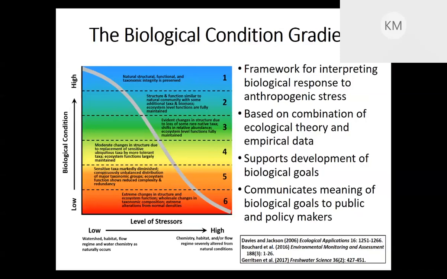If you're not familiar with the BCG, it's a framework for interpreting how biological communities change as the amount of stress increases. On the x-axis here is the amount of stress. On the y-axis is biological condition. High biological condition, these are basically natural, undisturbed communities. As that stress increases, it slides down from BCG level 1 down to 6, where you see major changes in the biological community.